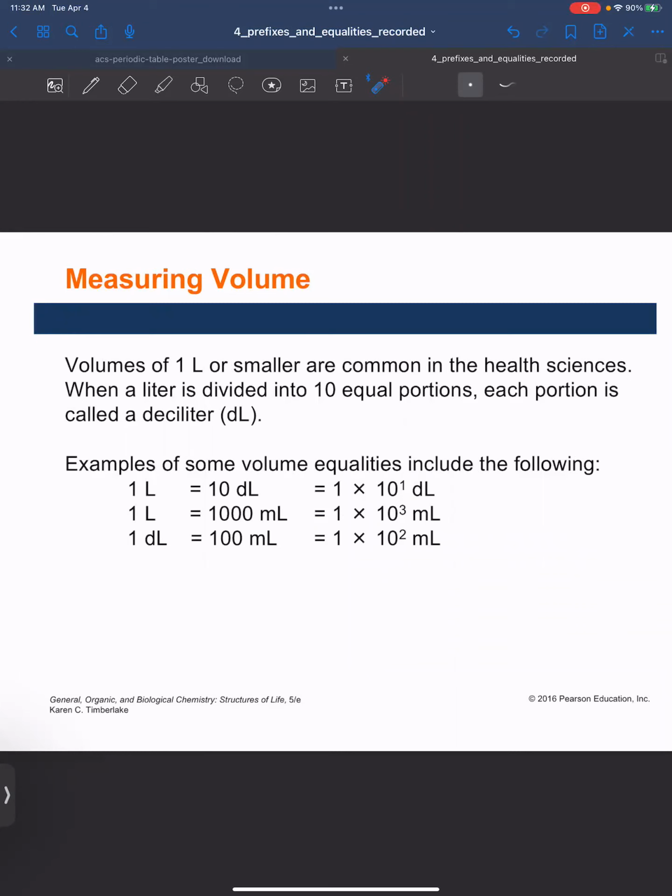So measuring volume. Volumes of 1 liter or smaller are common in the health sciences. When a liter is divided into 10 equal portions, each portion is called a deciliter. And so some examples of volume equalities that we will use are 1 liter, which is 10 deciliters. 1 liter is 1,000 milliliters, and this one's going to be really common. And if you wanted to convert directly from a deciliter to milliliters, 1 deciliter is equal to 100 milliliters.